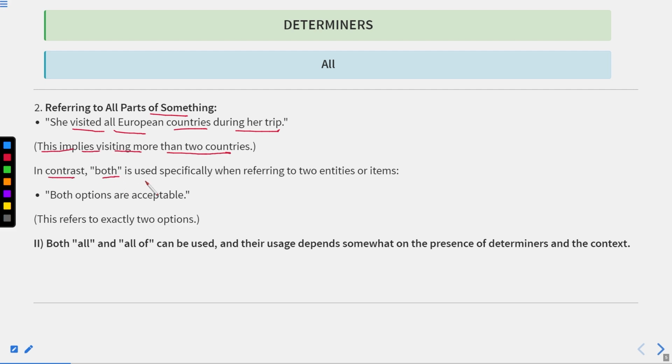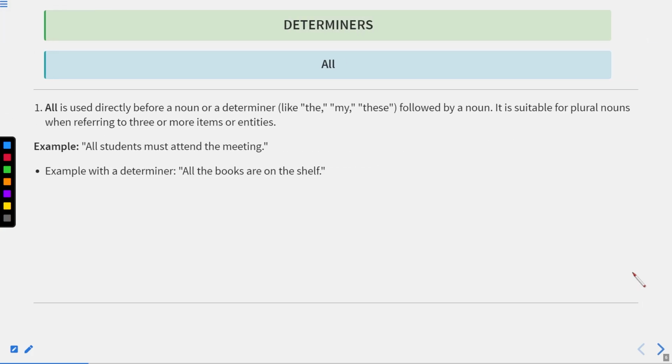In contrast, both is used specifically when referring to two entities or items. Now, if we talk about all, it includes everything, whereas if we talk about both, it only includes 2. Both options are acceptable. This refers to exactly 2 options. Both all and all of can be used, and their usage depends somewhat on the presence of determiners and the context.